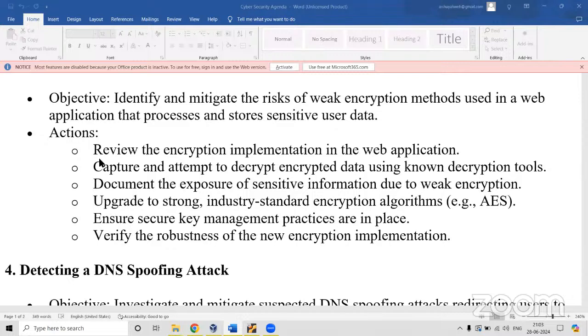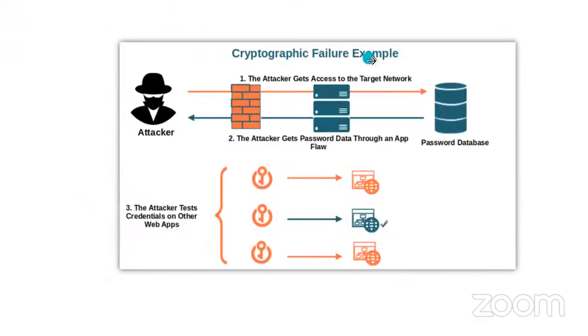The action we are going to perform is to review the encryption implementation in the web application, capture the attempt to decrypt the encrypted data using a known decryption tool, and document the exposure of sensitive information due to weak encryption. We would try to see how to upgrade to a strong encryption algorithm, and also how to secure the data. These are the key points we need to remember. Moving forward with the slide, cryptographic failure.